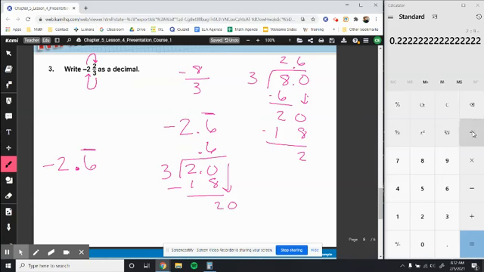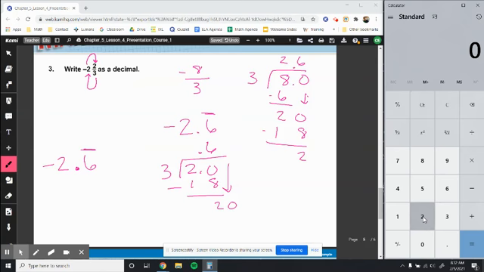Again, if you wanted to do this in a calculator, you would just have to do 8 divided by 3 if we have our mixed number, which again would give us 2.6666666 forever. And then we got to put the negative on there. Or if you just wanted to do 2 divided by 3 and then put the negative 2 on the front, you can do that as well.